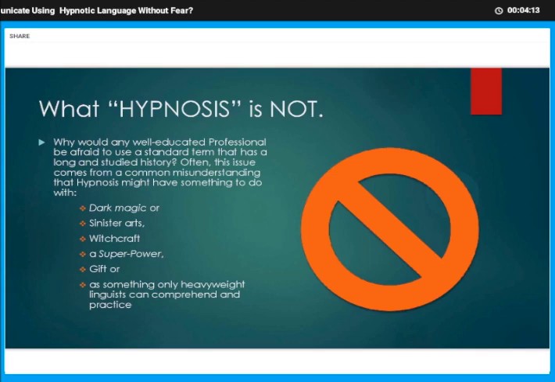So often there's this common misunderstanding that hypnosis might have something to do with dark magic or sinister arts, witchcraft, superpower, or a gift. It's none of those things. It's merely just a skill using language, and that's it. Let's go to the next page.